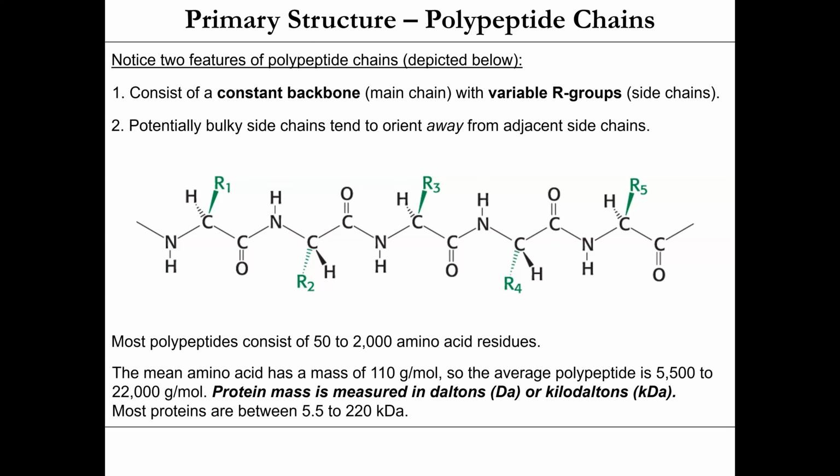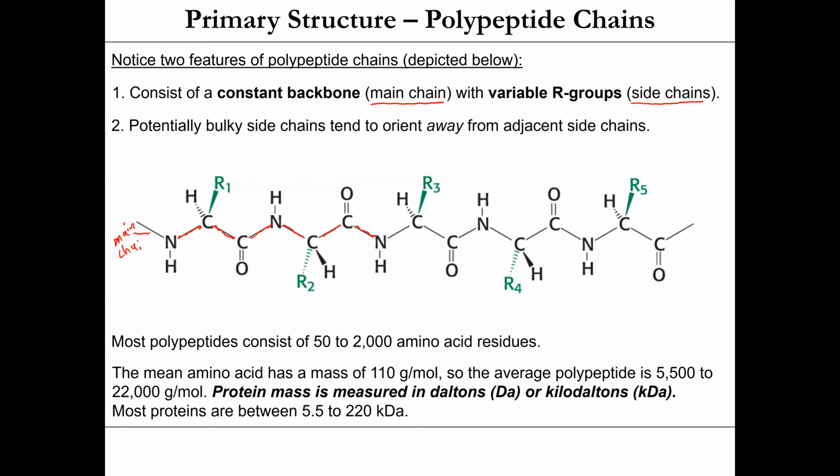Now, there's two features of these polypeptide chains that I'd like to bring your attention to. One is that they consist of a constant backbone, which would be called the main chain, with variable R groups, which would be the side chains. So here you see we have the amino nitrogen, then the alpha carbon, and then the carboxy carbon, and then the next amino nitrogen, and so on and so forth. So this would make up the main chain that's linked by those peptide bonds.